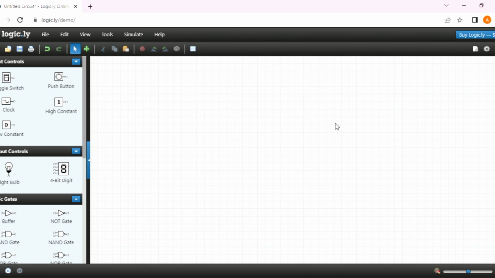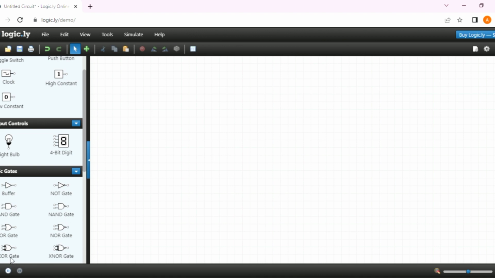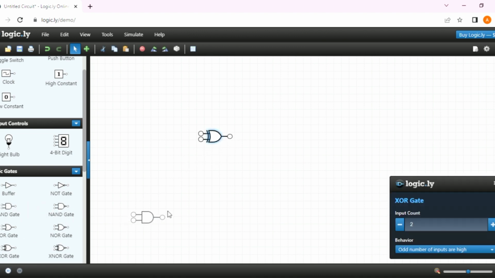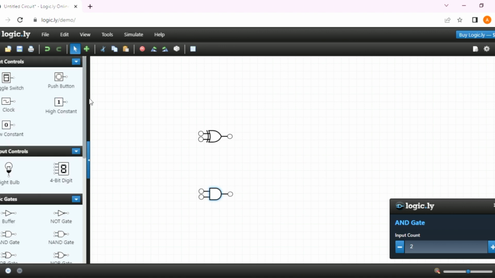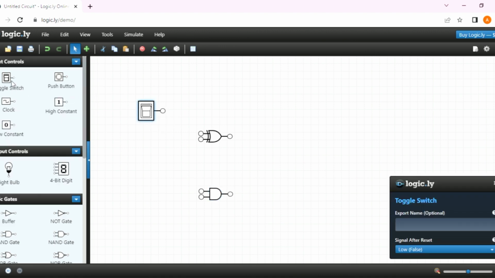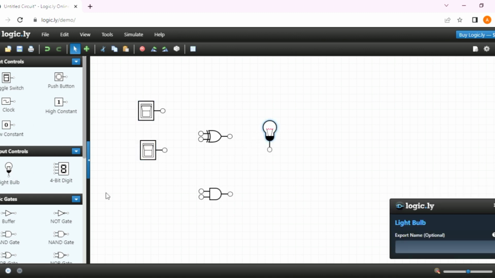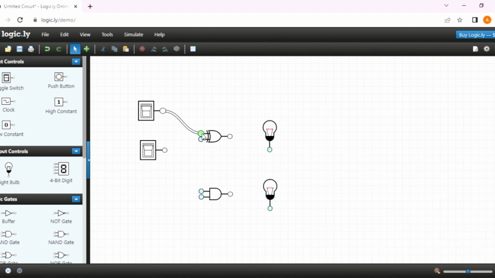First, we are going to see the half adder. For the half adder, we need 2 gates, an XOR gate and an AND gate. In a half adder, there are 2 inputs and 2 outputs. The output from the XOR gate is the sum and the output from the AND gate is the carry. Connecting the inputs and outputs. Both the inputs should also be connected to the AND gate. So this is the sum and this is the carry.